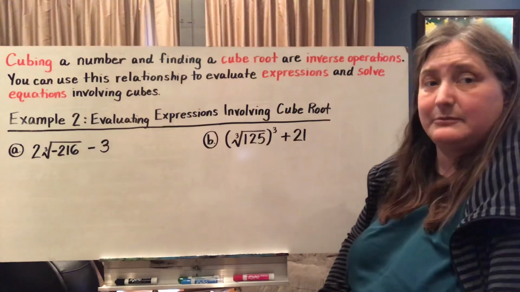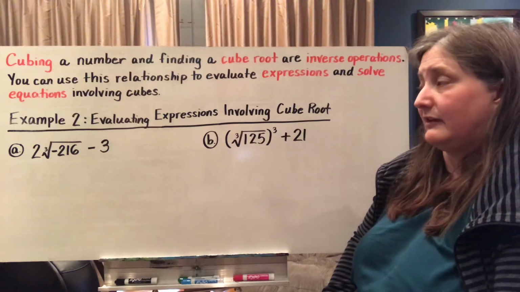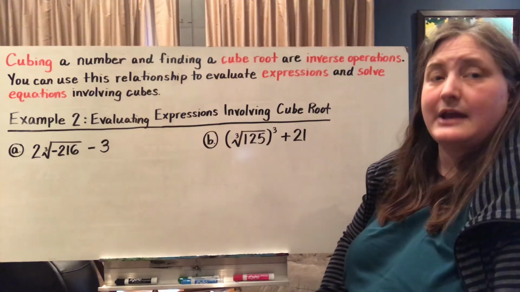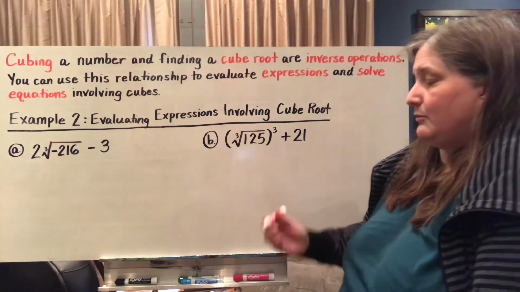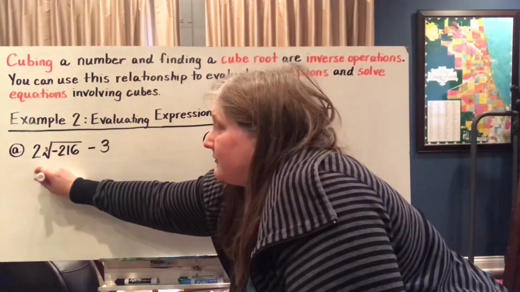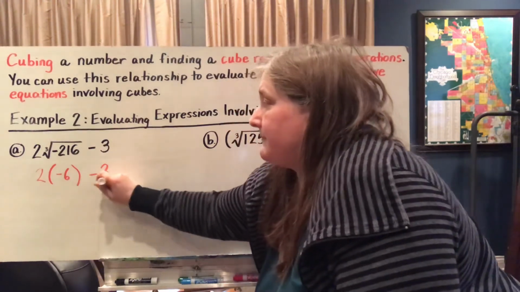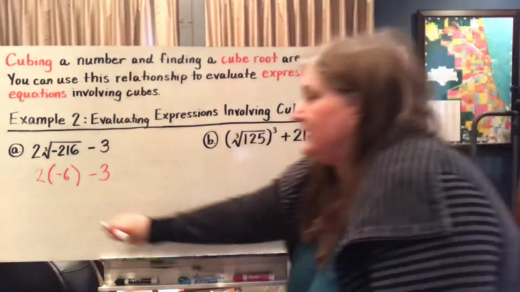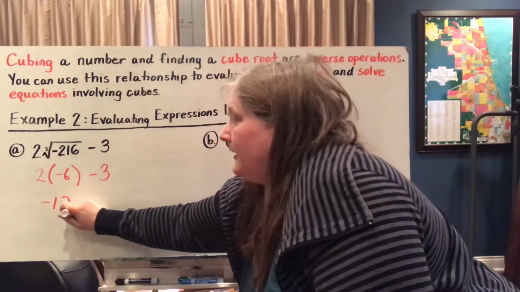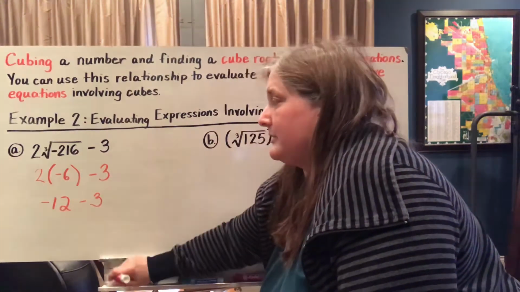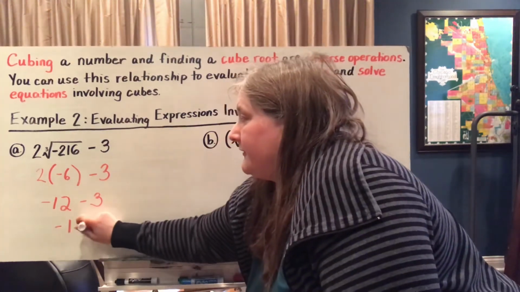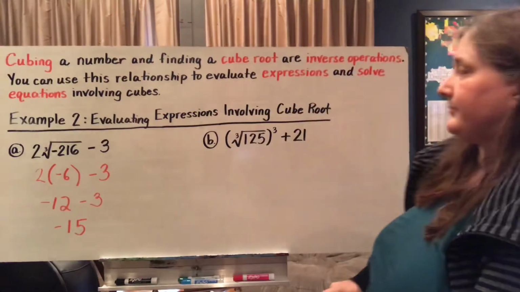So in this case, I'm trying to find the cube root of negative 216. Well, remember 6 times 6 times 6 was 216. So the cube root of negative 216 would be negative 6. So I've got 2 times negative 6 minus 3. Next I will multiply it, I'll get negative 12. And then I'll subtract my 3 and I get negative 15 as my final answer.